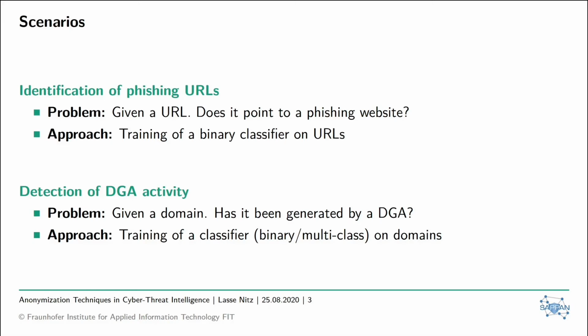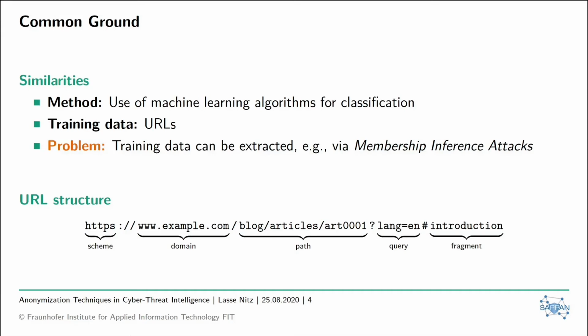On the other hand, we have the detection of domain generation algorithm activity, which quite similarly tries to solve the problem: given a certain domain, has this domain been generated by a domain generation algorithm or not? Again, the approach is to train a machine learning classifier, but this time on domains, and we consider both binary and multi-class classifiers. This now allows us to identify common ground between these two scenarios, and specifically we use a similar method in both cases.